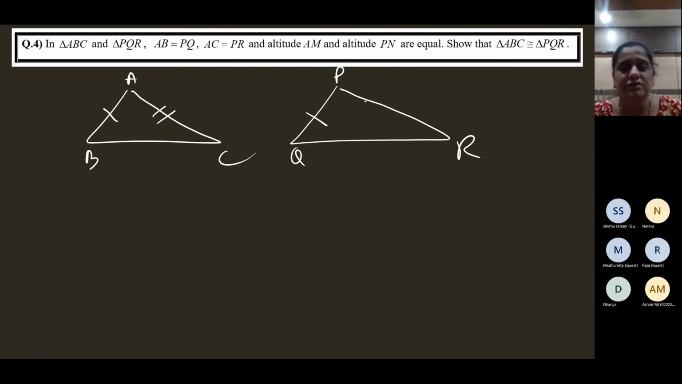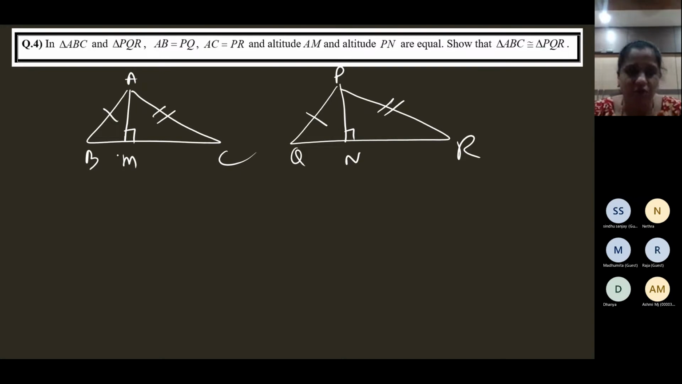AB is equal to PQ. AC is equal to PR. And altitude AM is equal to the altitude PN. Show that triangle ABC is congruent to triangle PQR.